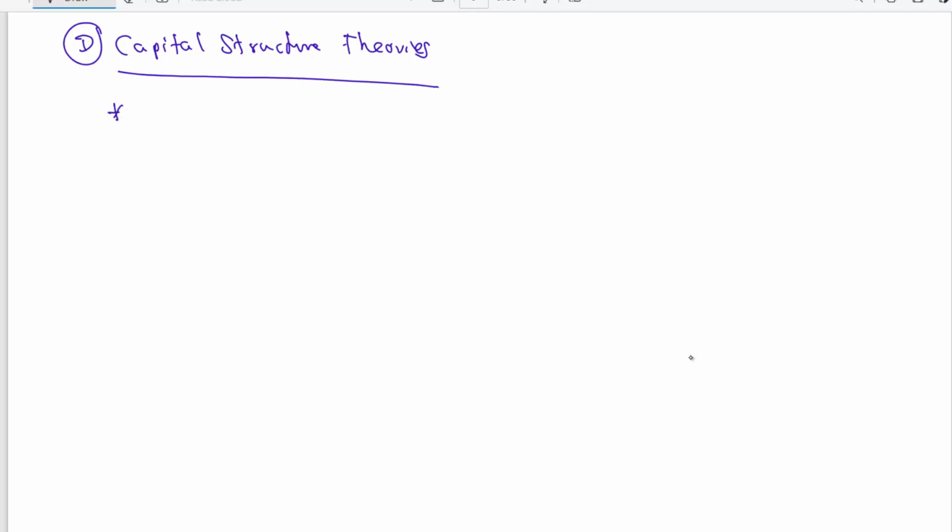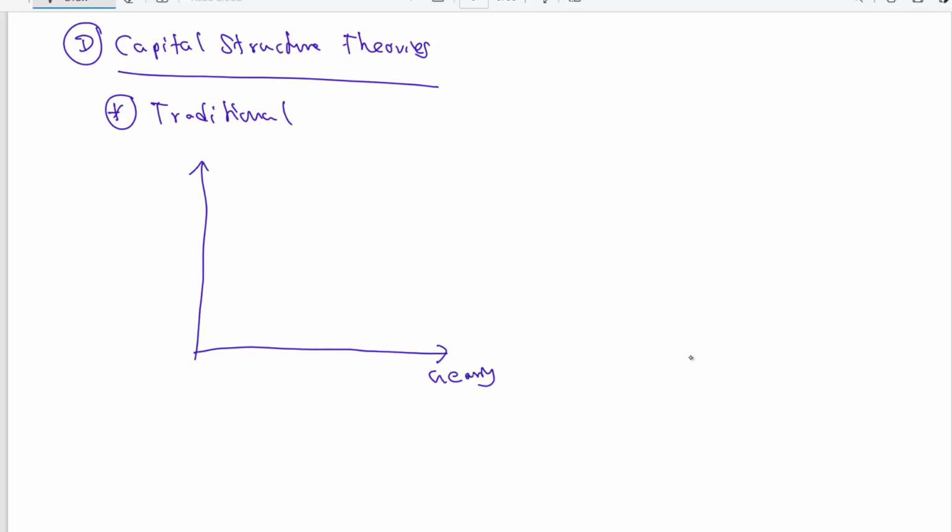And the next main area that you should know is capital structure theories. Under this, we will be focusing on the first theory, which is the traditional theory. Under the traditional theory, what you have to understand is that when the gearing increases, the cost of equity will increase. And when the gearing increases, the cost of debt will be constant. After a certain point, it will start to increase if the gearing is very high.